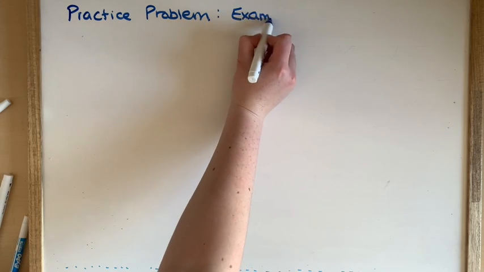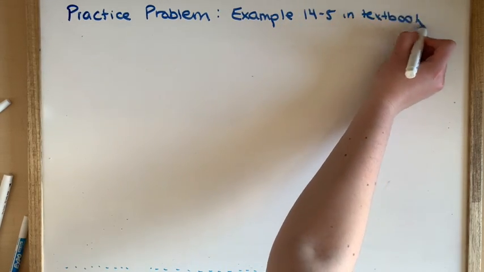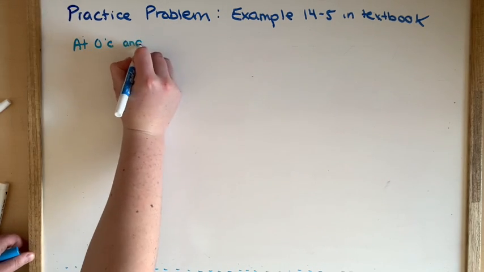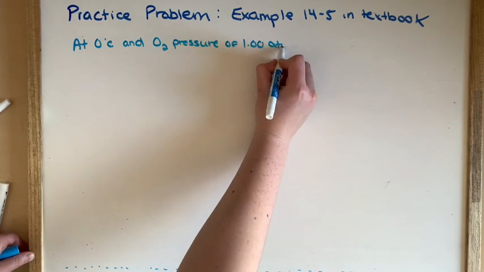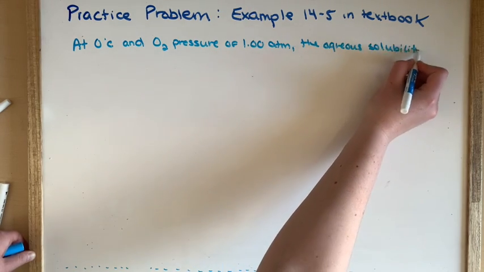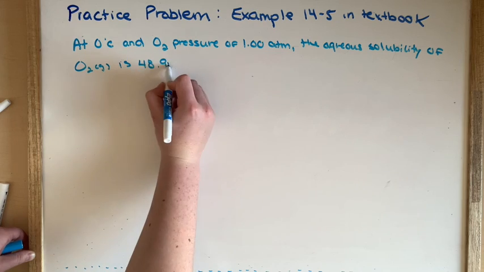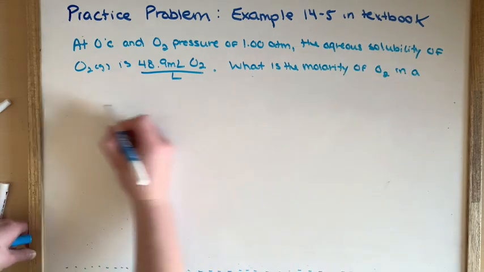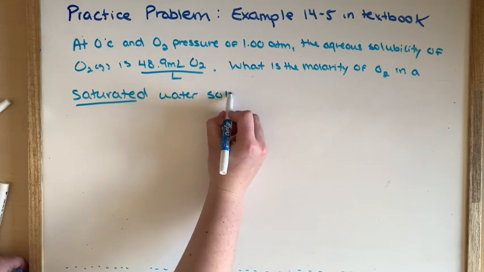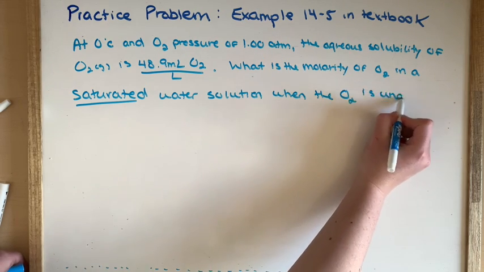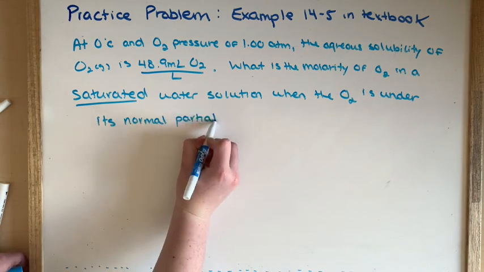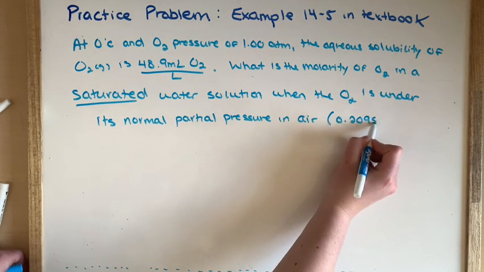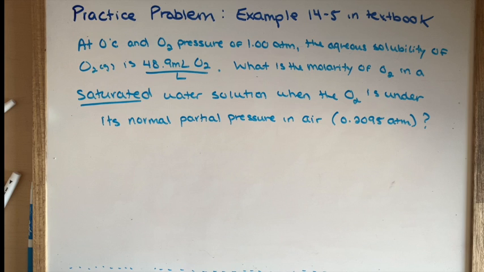Alright, so now that you know a bit more about what's going on with Henry's law, we're going to try a sample problem from the textbook. At 0 degrees Celsius and oxygen pressure of 1 atmosphere, the aqueous solubility of oxygen gas is 48.9 milliliters of oxygen per liter. Find the molarity of oxygen in a saturated water solution when the oxygen gas is under its normal partial pressure in air of 0.2095 atmosphere. So pause this video and try to do it yourself using what you just learned about Henry's law.